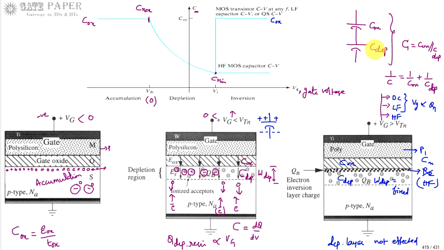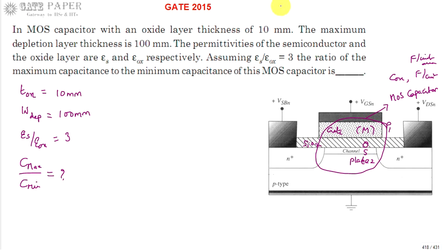So the capacitance is going to be at its minimum value at high frequencies. So these are the two values, C maximum and C minimum, for a MOS capacitor. Now we are going to calculate C maximum by C minimum. C maximum is nothing but COX, and C minimum is nothing but COX in series with C depletion. Now we are going to calculate the required ratio of the given problem.